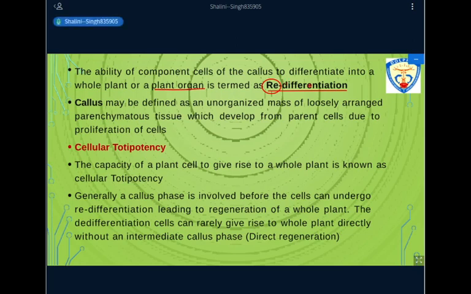And these two processes in combination, dedifferentiation plus redifferentiation, make the process complete as a whole, that is cytodifferentiation. So cytodifferentiation is that process of the plant cell which makes regeneration of plants from any explant in artificial conditions possible.